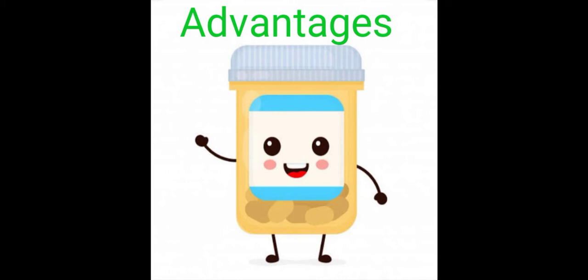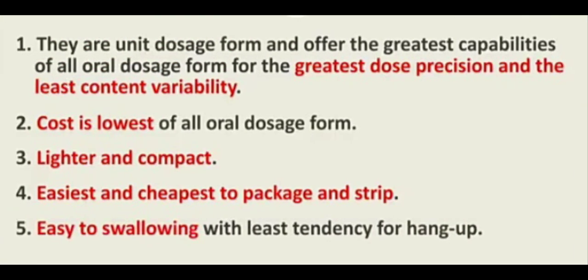How about the advantages of the tablet? They are a unit dosage form and offer the greatest capabilities of all oral dosage forms for the greatest dose precision and the least content variability. For example, if you want a 5 mg dose for BD, we can have it without any problem. Cost is lowest of all oral dosage forms.